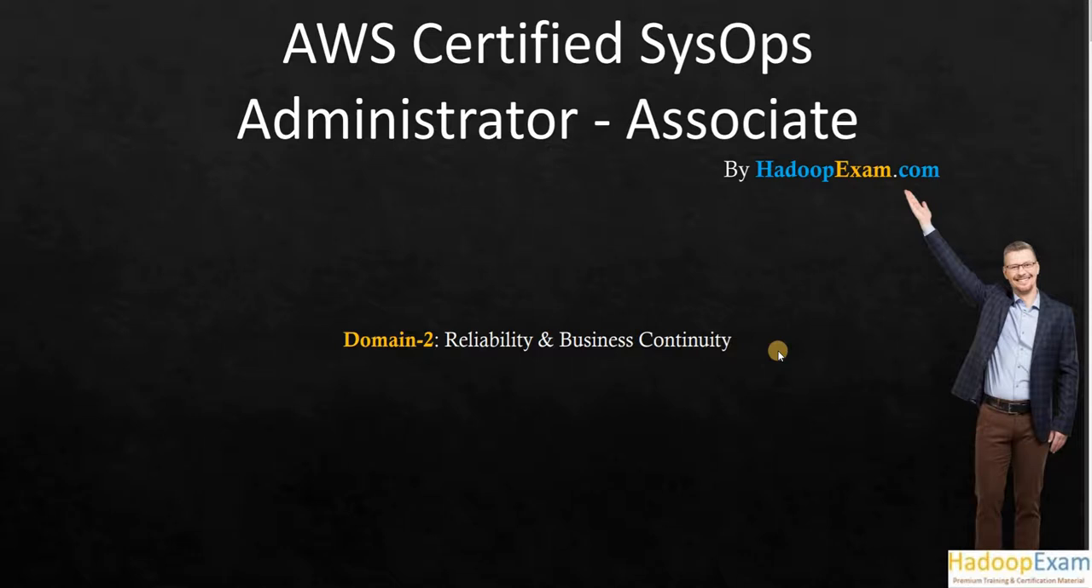In this session, we will be considering Domain 2 for AWS Certified SysOps Administrator, that is reliability and business continuity. So let's go and understand what exactly it means.